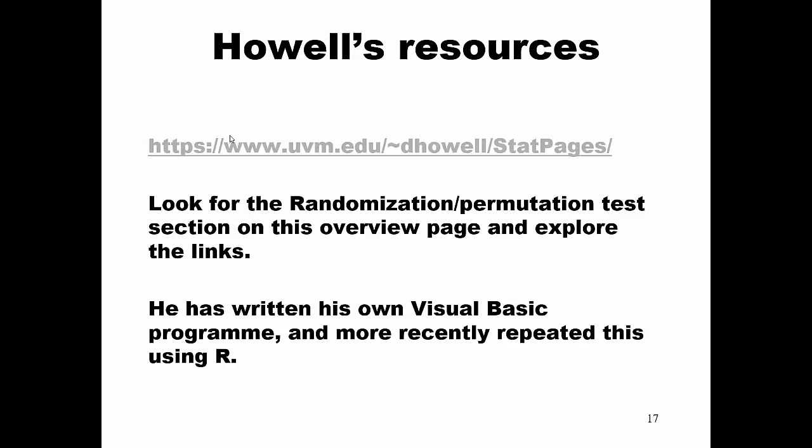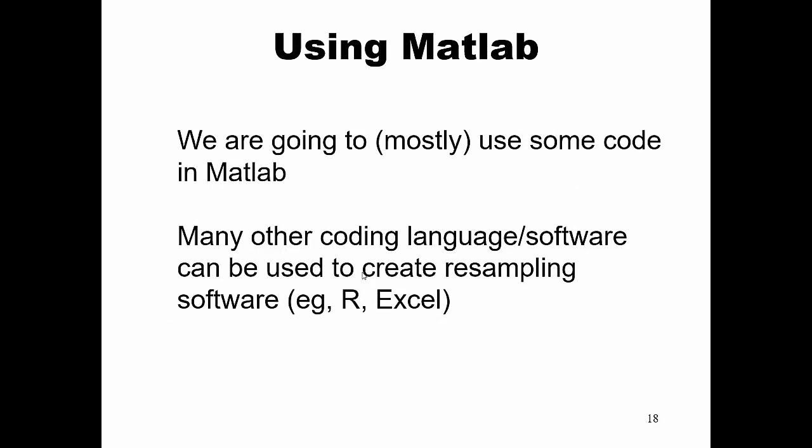And there are some statisticians who've written books and produced some resampling material. Howell, always reliable. This link has some stats pages, and you look for the section on randomization and permutation tests. He's also written his own Visual Basic program, and more recently he's been upgrading to do stuff in R. As I said, I'm going to use mostly Matlab code, and you can use any kind of language that you're familiar with to generate resampling yourself: R, Excel, Statistics 101, etc.